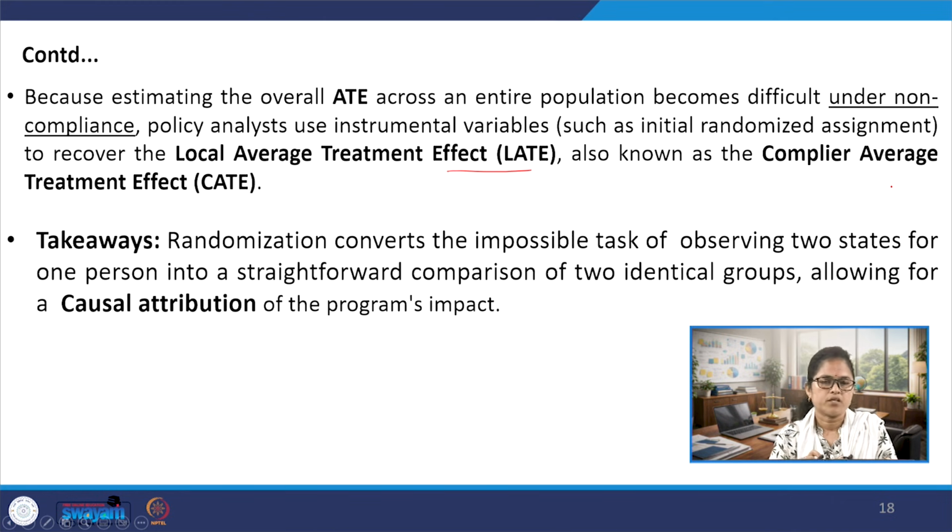Given this understanding, now we can discuss the takeaways: through this randomization process, how can we solve the fundamental problem of evaluation? Randomization converts the impossible task of observing two states for one person at the same time into a straightforward comparison of two identical groups, that is the treatment group and the control group. Thereby it allows for causal attribution of the program's impact.